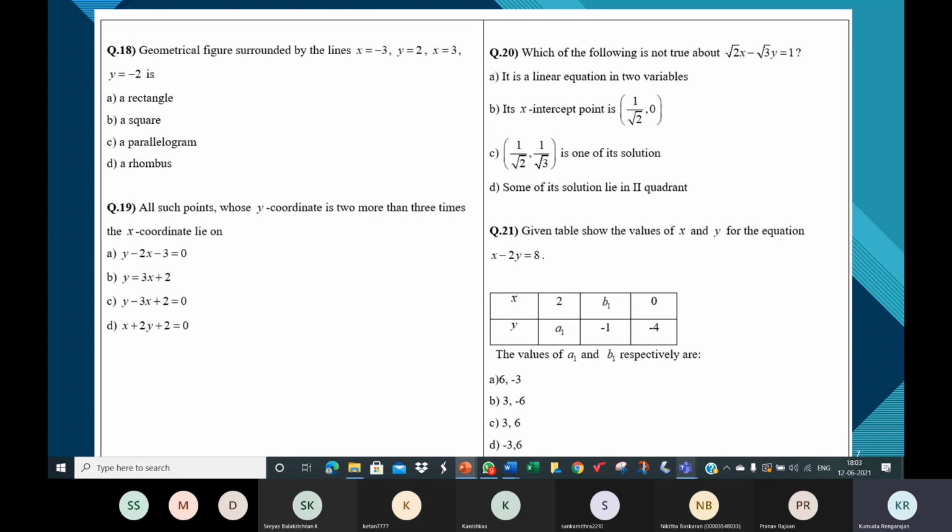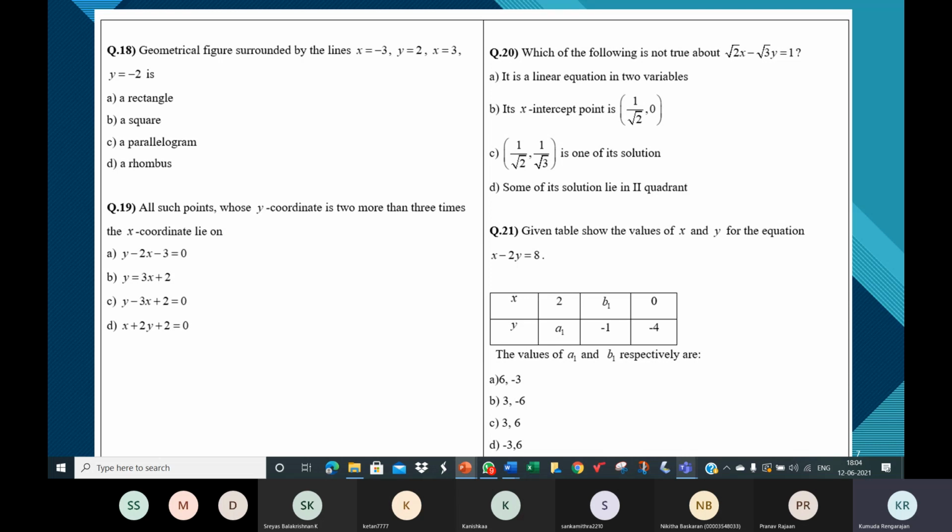Children, I hope you're not under the impression that question number 18 was not discussed properly. I just want you to make the graph, the 4 lines. Please draw the graph of x is equal to minus 3, y is equal to 2, x is equal to 3, y is equal to minus 2. Make the graph and you can see that the 4 lines enclose a quadrilateral whose corners are right angles.